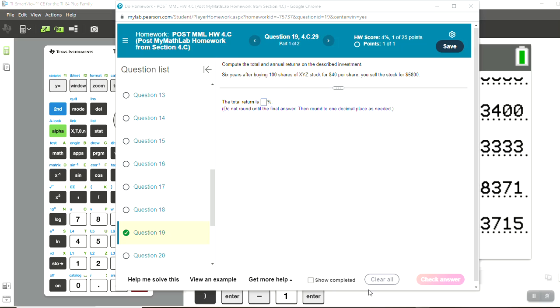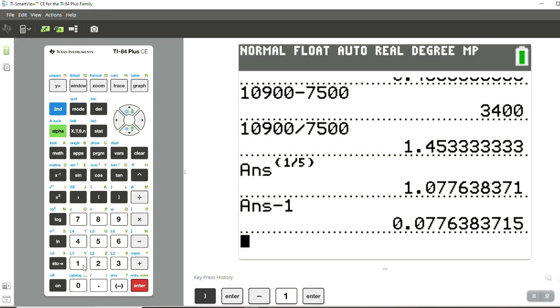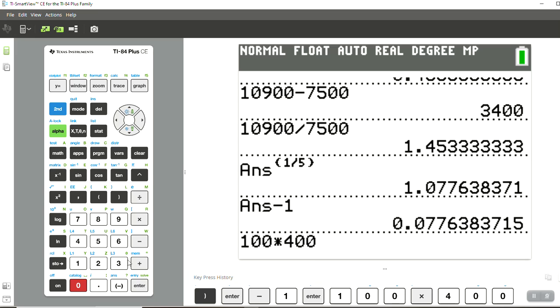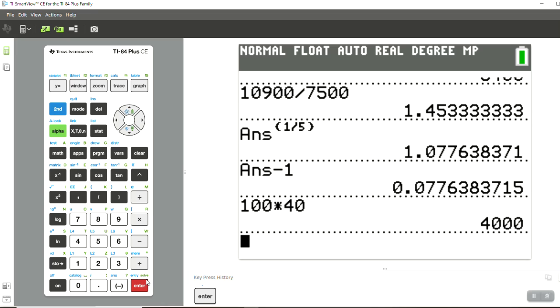Let's practice the same problem again. So this time you sell a stock 6 years after buying 100 shares at $40 per share. 100 shares at $40 per share is 100 times $40 for the entire 100 shares. $40 per share means you spent essentially $4,000, because 100 times 40 is 4,000.